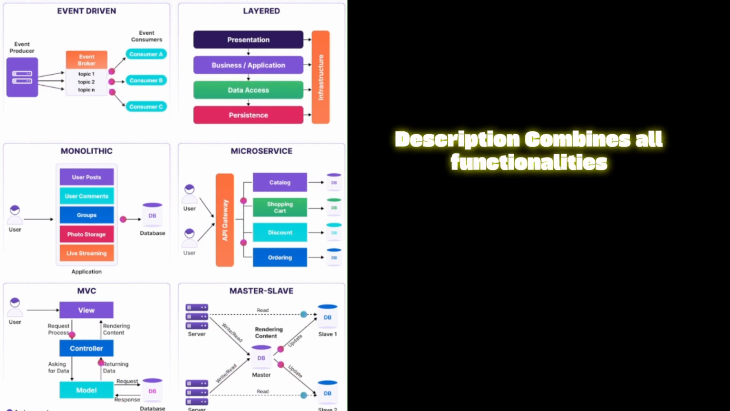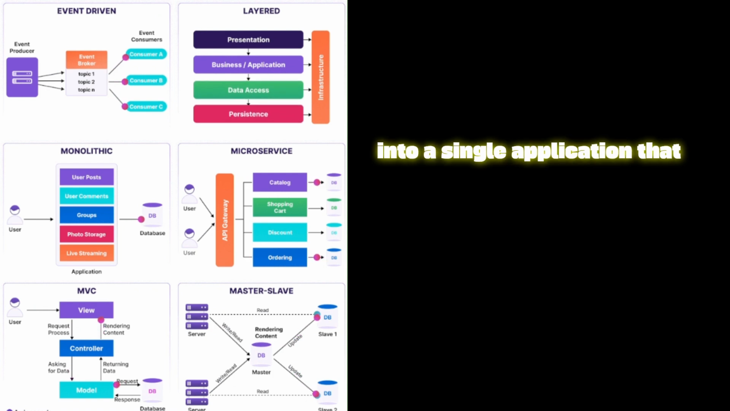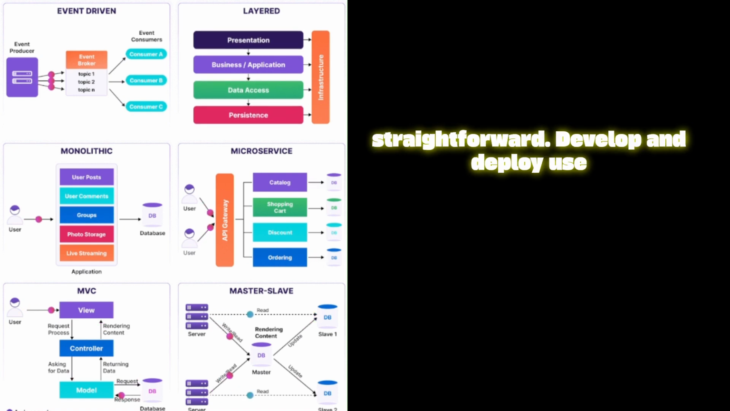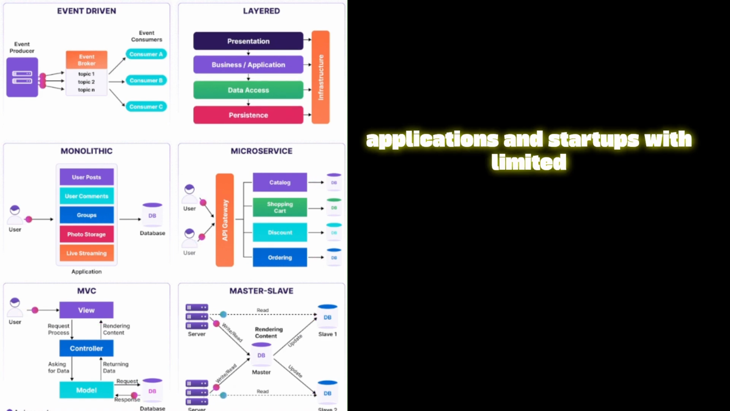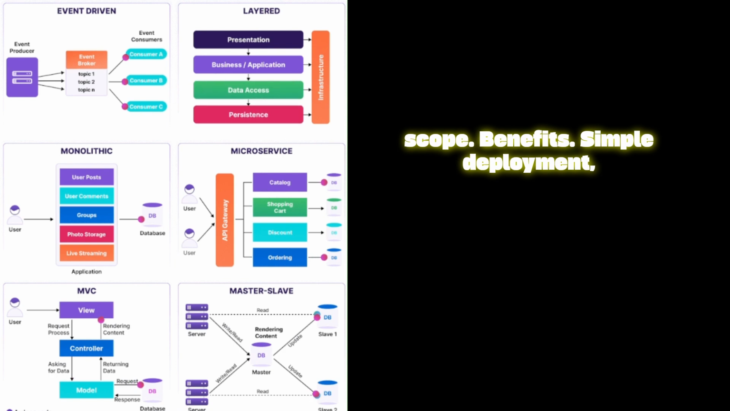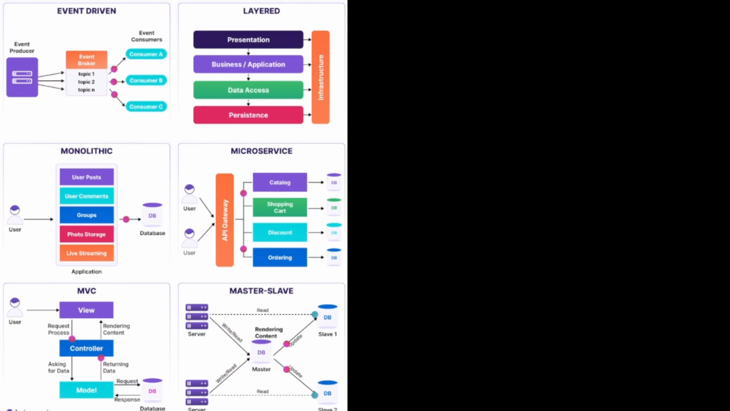Monolithic architecture. Description: combines all functionalities into a single application that runs as one unit. It's straightforward to develop and deploy. Use cases: small to medium-sized applications and startups with limited scope. Benefits: simple deployment, debugging, and monitoring.